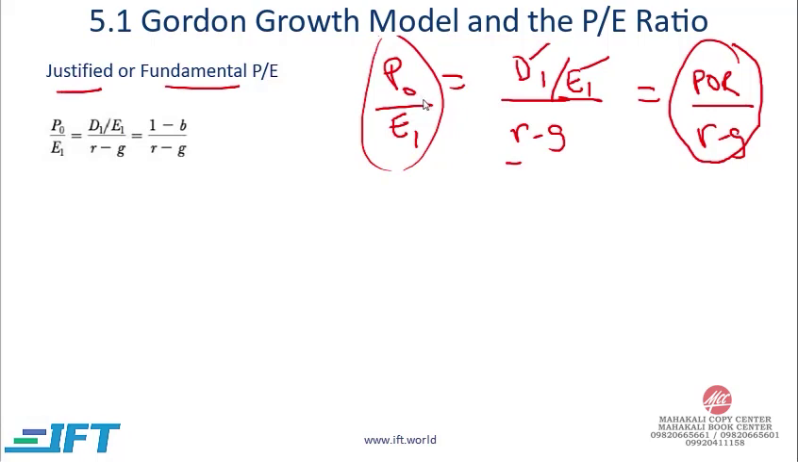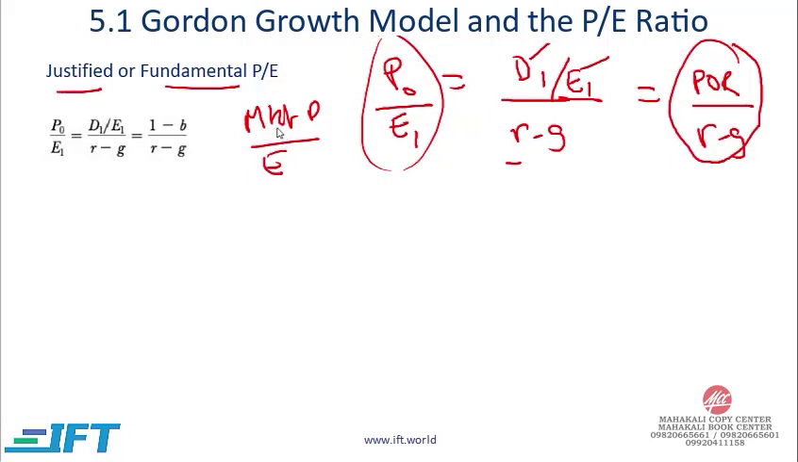Now, will this number, the justified PE ratio, be the same as the actual market price divided by the actual earnings? Maybe, maybe not. For a fairly priced security, the two will be roughly the same. If the market PE is too high, that means that the share is overvalued.